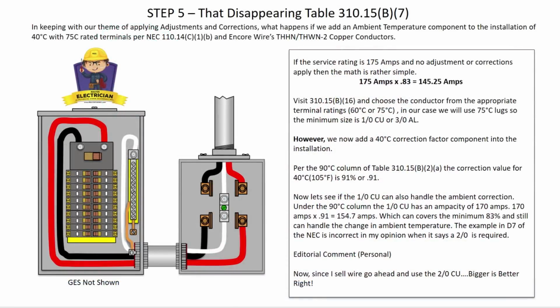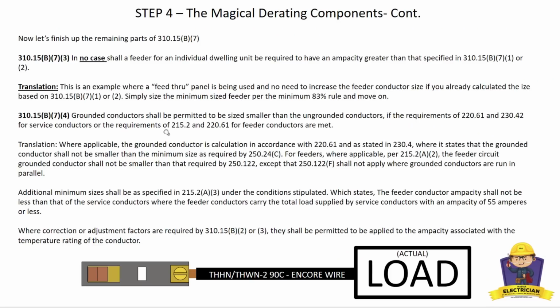All right, let's go back to the presentation and kind of round a lot of this up here. Now, we want to finish out B7.3 and, of course, B7.4. So B7.3, the first two were dealing with services, and B7.2 was dealing with feeder applications. B7.3 says, in no case shall a feeder for an individual dwelling unit be required to have an ampacity greater than that specified in B7.1 or B7.2.